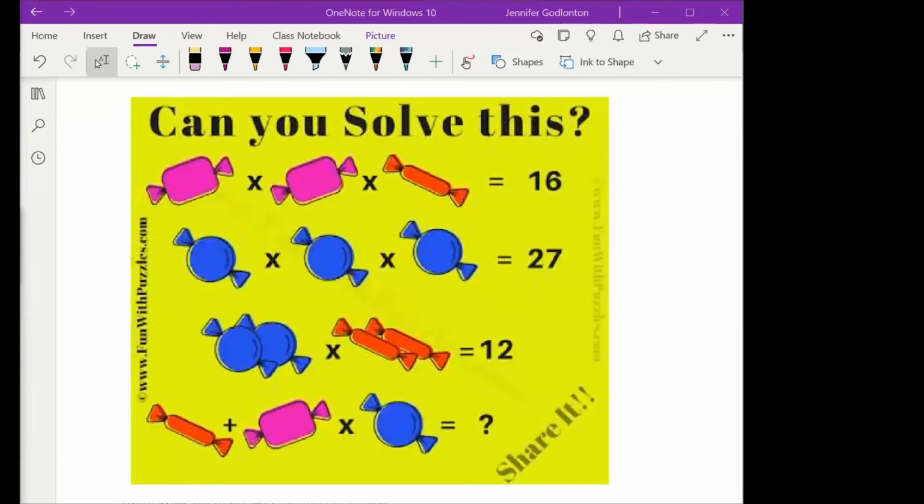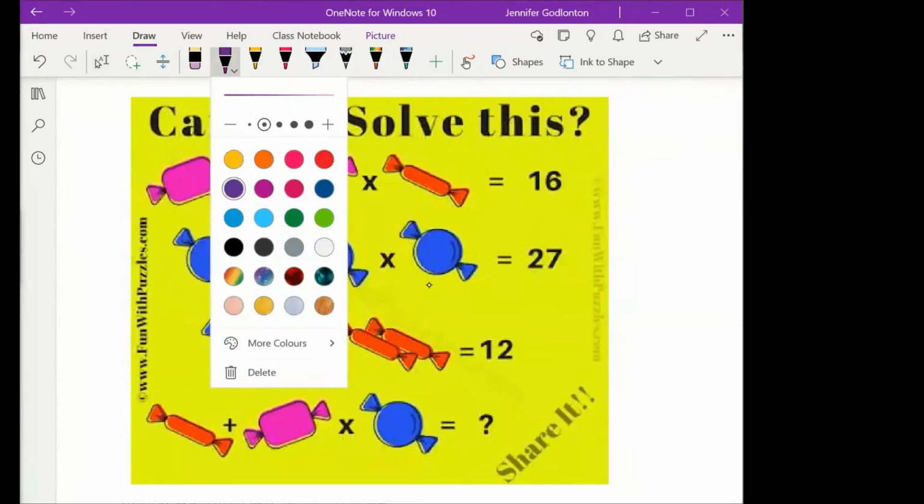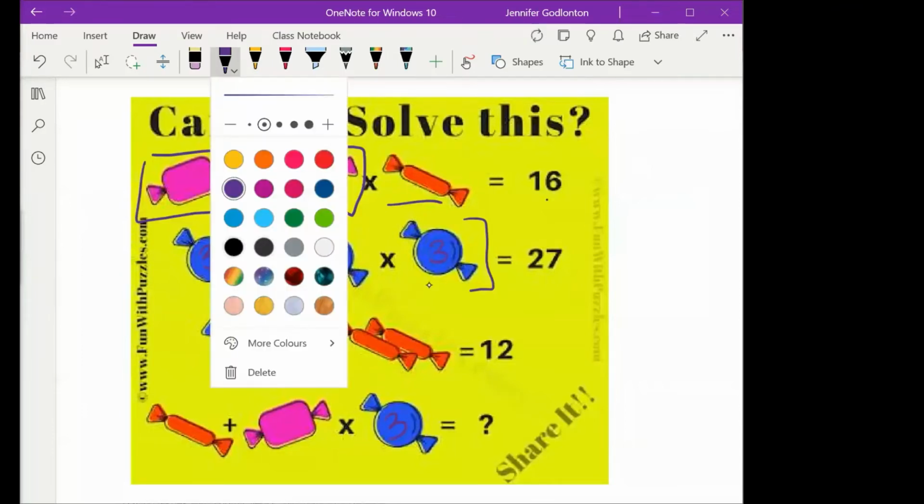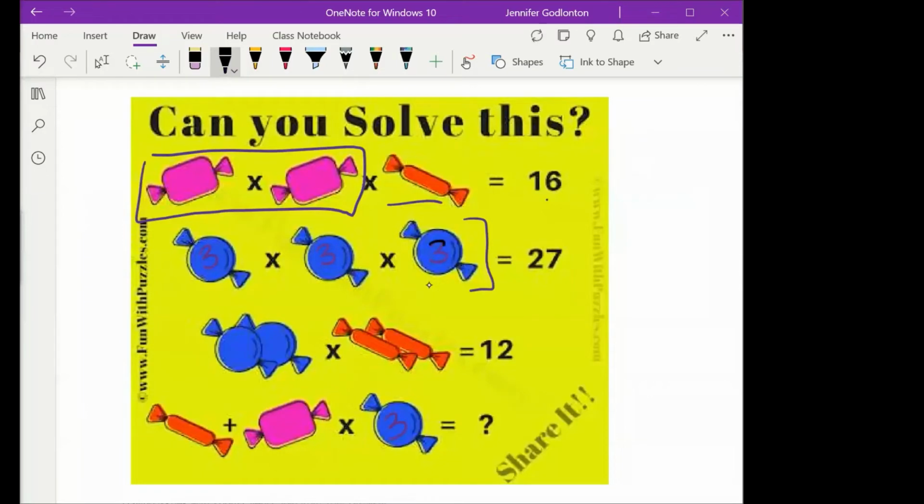Let's go through what is what for those of you who are feeling confused. We know two things that are multiplied together times something gives us 16. That's quite tricky for us to work with, so let's start with blue. Something times itself times itself is 27. So that has to be 3, because 3 times 3 times 3 is 27. So we know our blue sweet is 3.